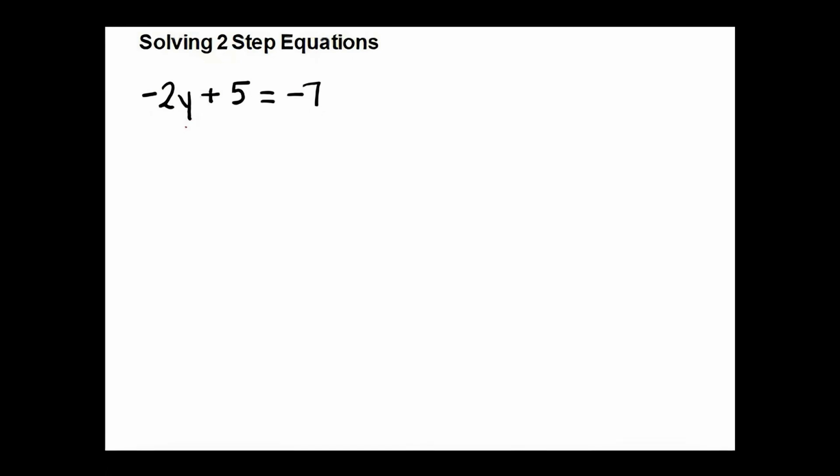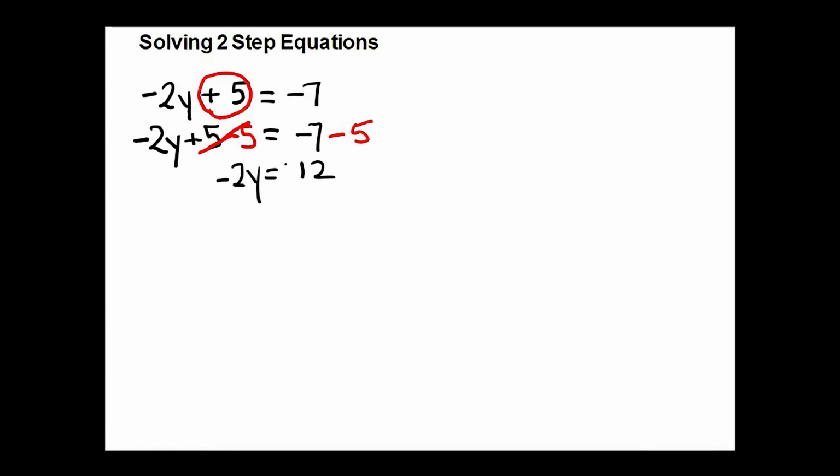And first we take off anything added or subtracted to the y term. So we need to take off the 5. The 5 is added, so we should subtract it from both sides. Your equals should come straight down. And we're subtracting the 5 there. Clean up. It says negative 2y equals, what's your signs on the right-hand side? These are like signs. Like signs add and keep the sign.